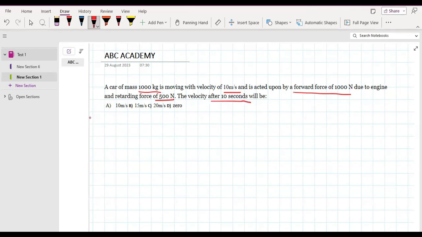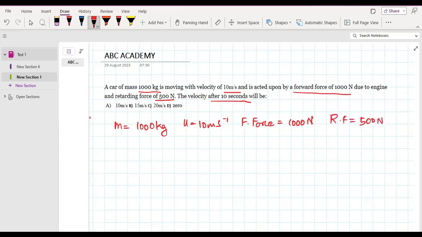So given என்னென்ன கொடுத்திருக்காங்க. So mass of the car is 1000 kg. Velocity u will be 10 meter per second and forward force Ff னு எடுத்துக்கிறேன். So forward force will be 1000 Newton. This is due to the engine and retardation force RF will be 500 Newton and time is equal to what? 10 seconds and final velocity we have to find.